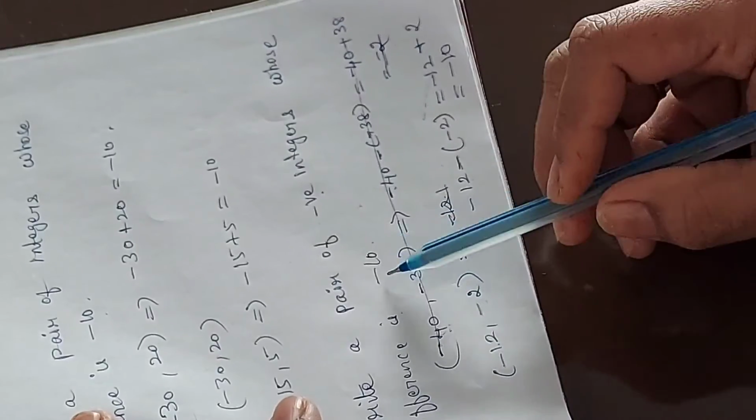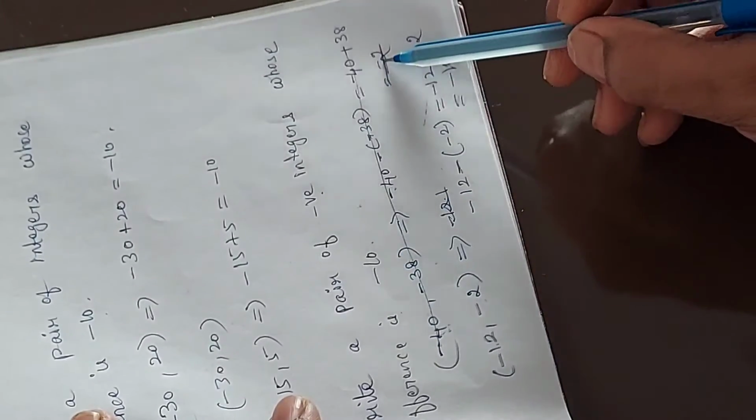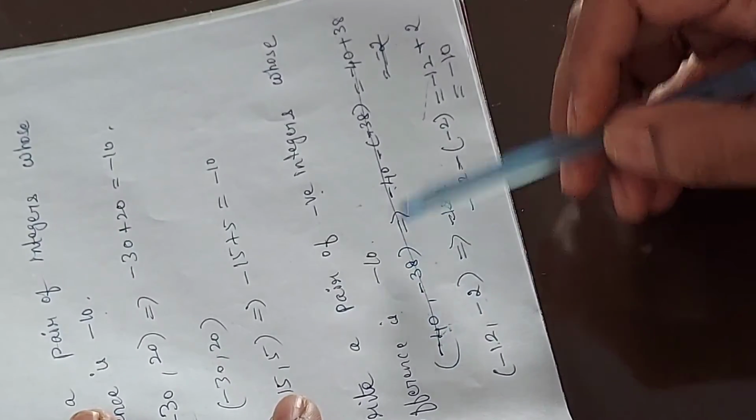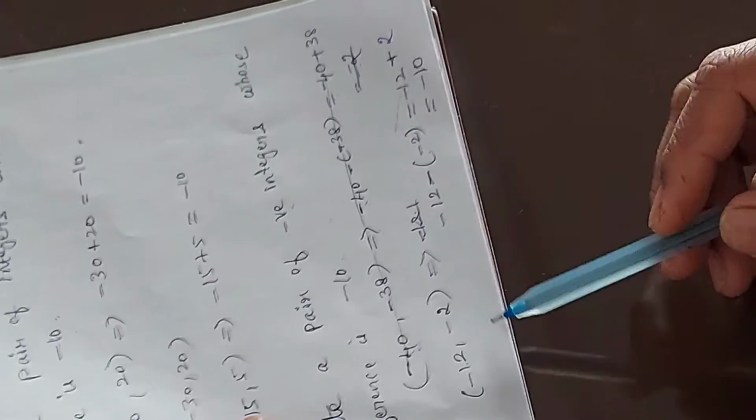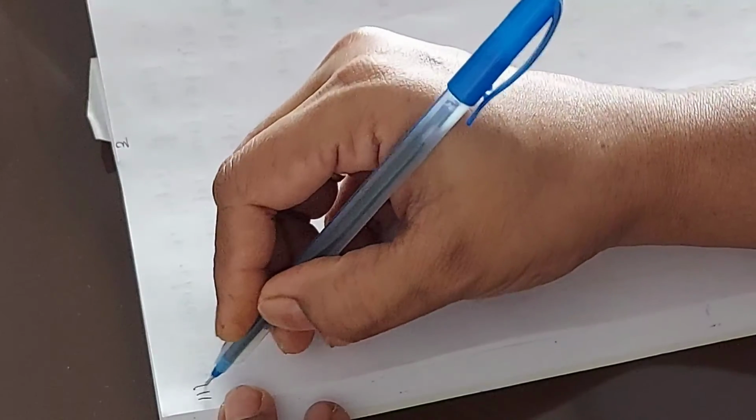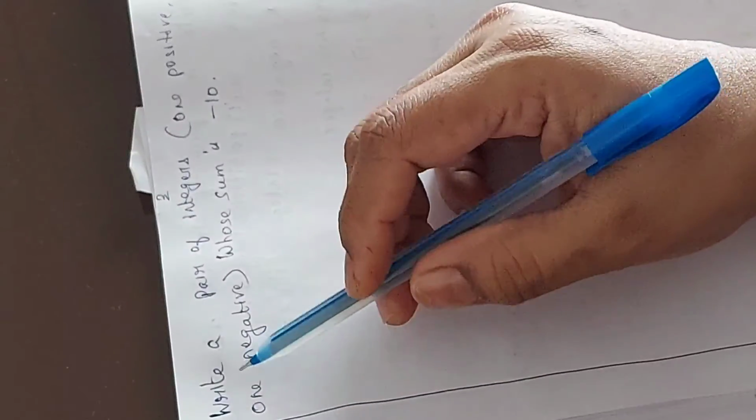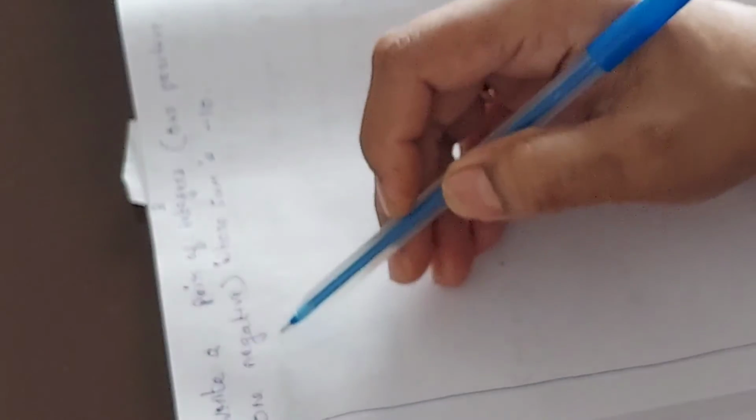Okay children, don't get confused with this first step. I wrongly thought the difference they asked was minus 2, so I just cut it. Okay, the next sum, the third problem, that is the third subdivision in the 10th sum. The third subdivision is, write a pair of integers, that is, one positive and one negative, whose sum is 10.